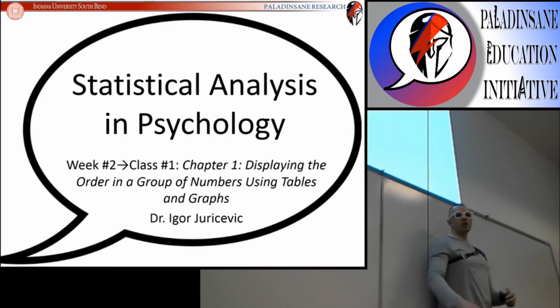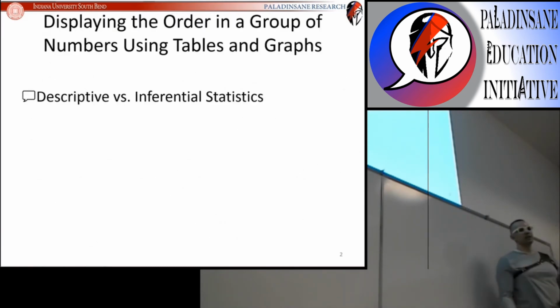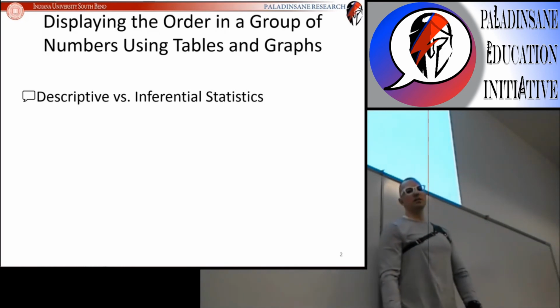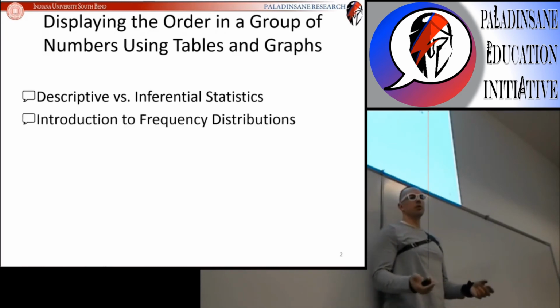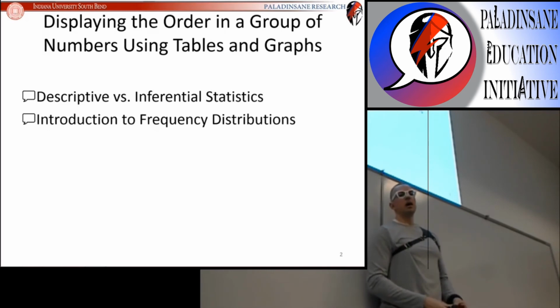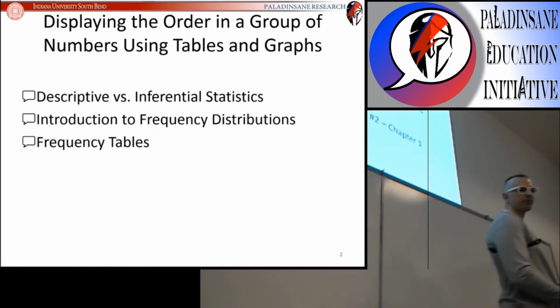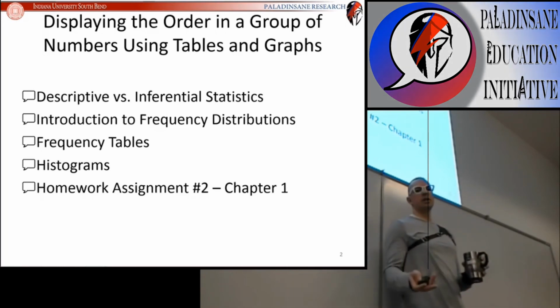What we're going to look at today is we're going to introduce the idea of descriptive versus inferential statistics, so the two major branches of statistics. We're going to take a look at frequency distributions, a very important tool to help our human minds understand numbers. We're going to learn how to construct and read a frequency table, and then we're going to learn how to read histograms. And then I'll just mention a little bit about homework assignment number 2, the homework for chapter 1.